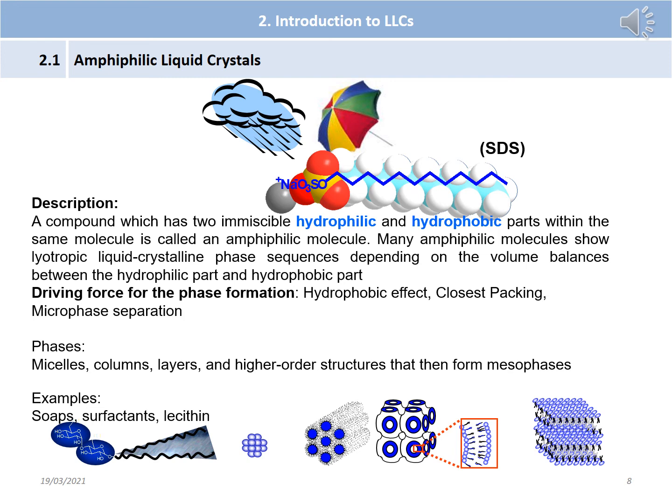It consists of a 12-carbon tail as the hydrophobic part attached to a sulfate group, which is a polar head group, giving the compound amphiphilic properties. Therefore, in general, an amphiphilic liquid crystal is a compound which has two immiscible hydrophilic and hydrophobic parts within the same molecule, called an amphiphilic molecule. Many amphiphilic molecules show lyotropic liquid crystalline phase sequences depending on the volume balance between the hydrophilic part and hydrophobic part. I'll elaborate on this more in packing theory.